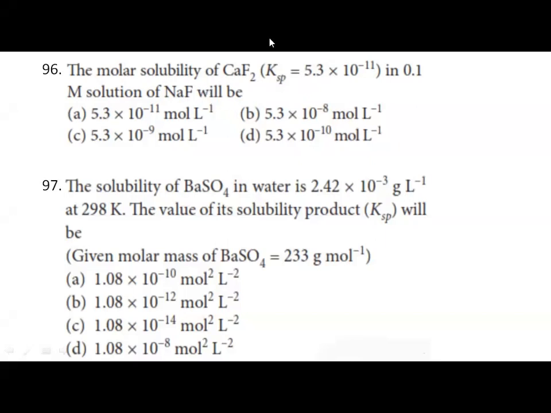So for calcium fluoride, they have given the solubility product KSP value. If you look here, how does calcium fluoride dissociate? CaF2 dissociates to give Ca plus 2 ions plus F minus ions. To balance it, I will write 2F minus ions. So if S is the solubility of calcium, 2S will be the solubility of fluorine.